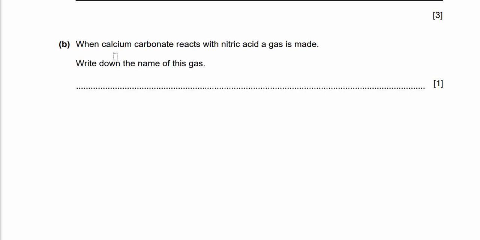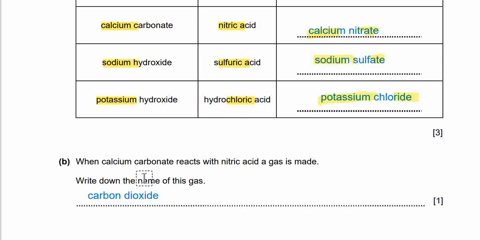Alright. Next, question B. When calcium carbonate reacts with nitric acid, a gas is made. Write down the name of this gas. As we derive from the word calcium carbonate, calcium will make the salt and carbonate will make the gas. The gas, according to its name, will be carbon dioxide.